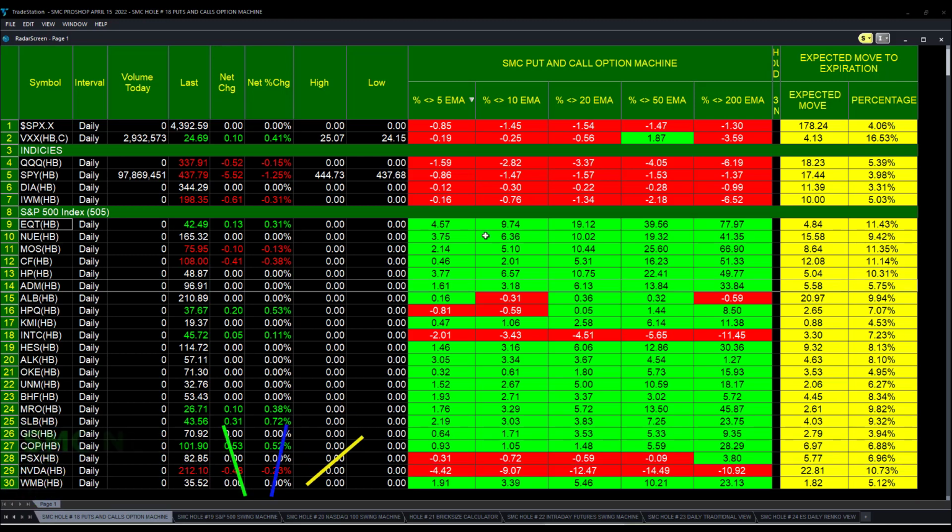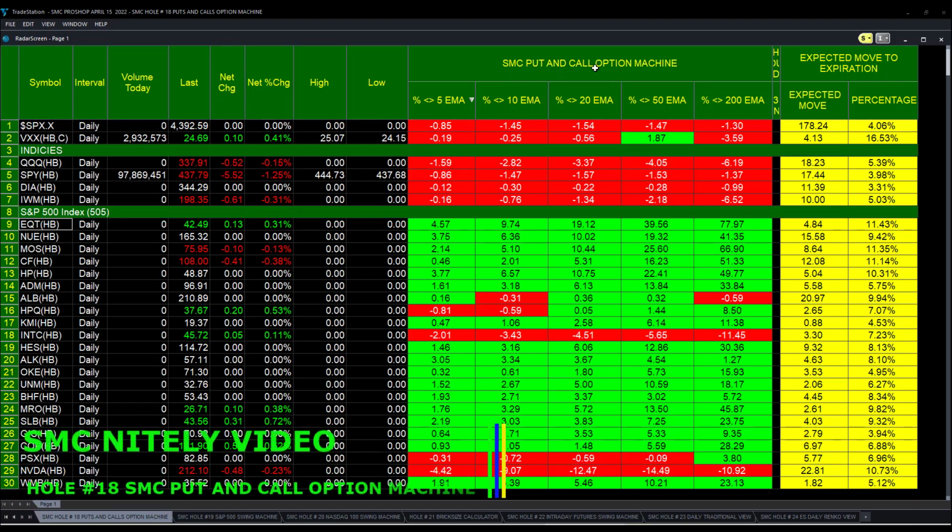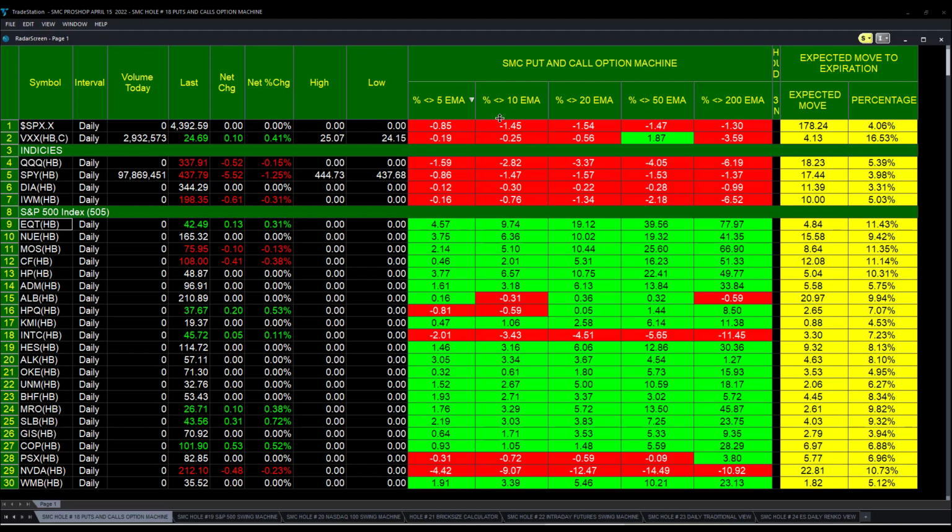Hole number 18, SMC Put and Call Option Machine. This is the one tool where we look at moving averages to keep an eye on the sheeple. The 5-day, 10-day, 20, 50, 200 EMA. It tells us what percentage above and below the averages these markets are. Many of the fund managers will not commit new money if an index is under the 5-day EMA. It's just one of the many ways that we will use this tool.